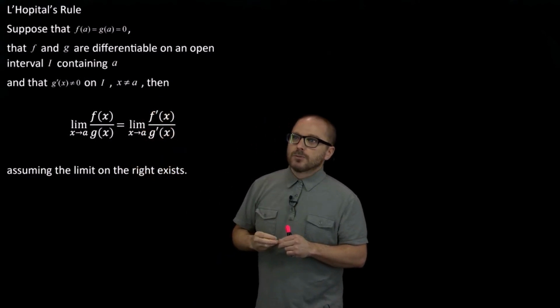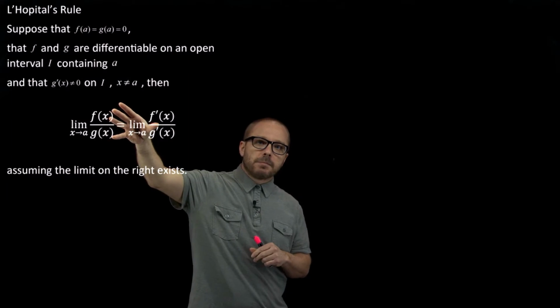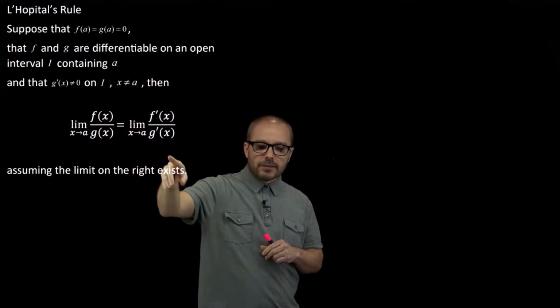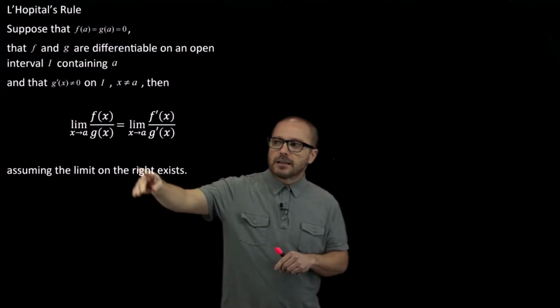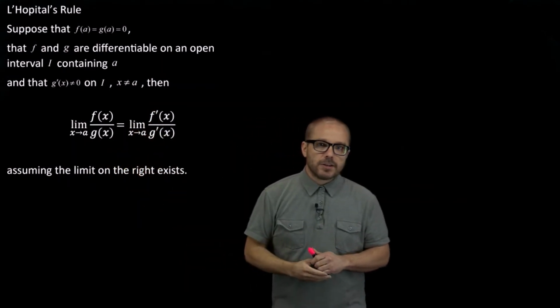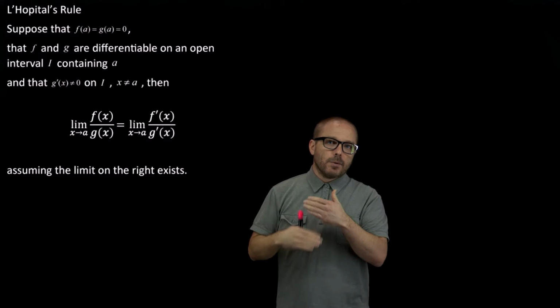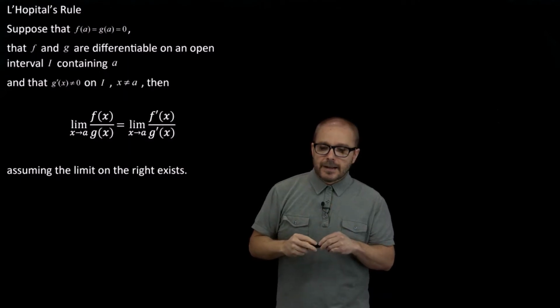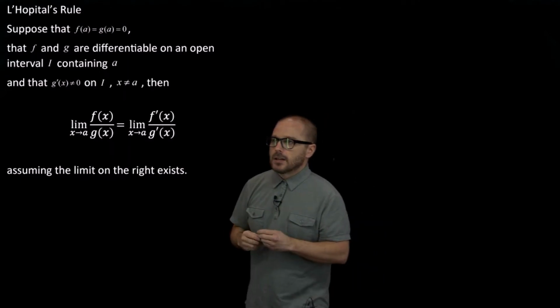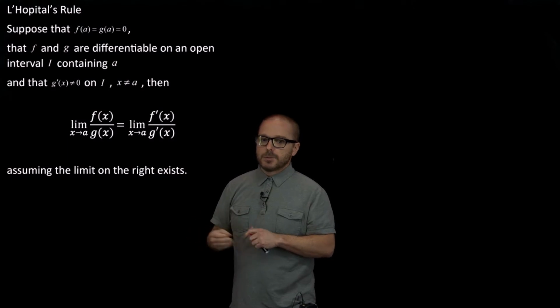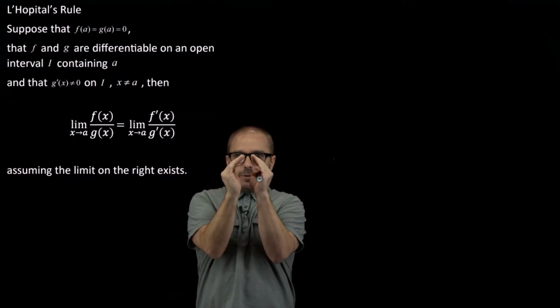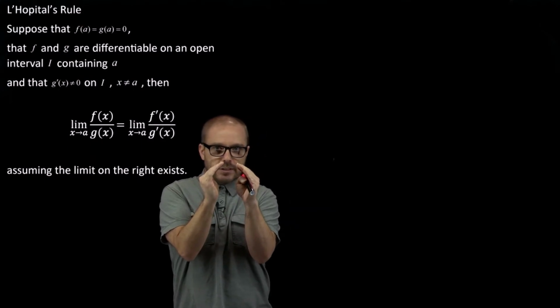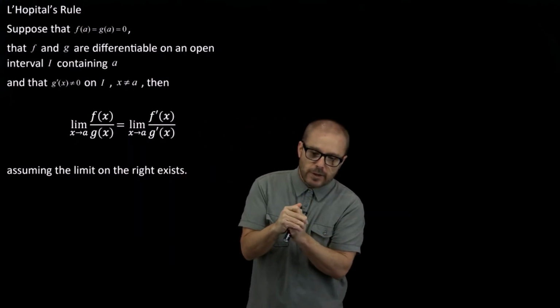So what L'Hopital's rule says is that limit is equal to this other limit here that's the ratio of their derivatives. So instead of looking at the limit of that original ratio, we look at the limit of the ratio of their derivatives. Now there's some criteria here before you can just apply L'Hopital's rule. It says that there has to be some interval around a, that point that you're interested in, where both functions are differentiable.